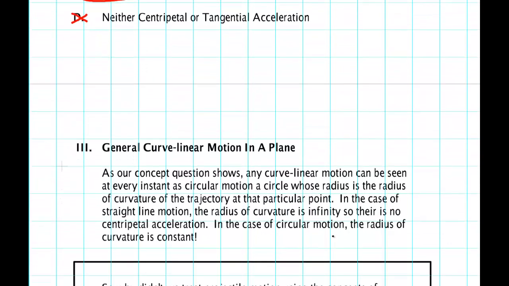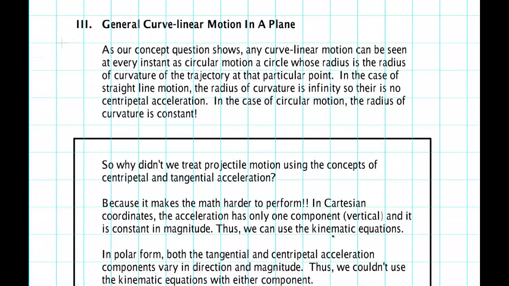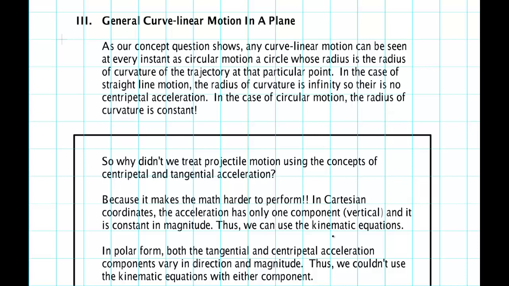So, some general statements about curvilinear motion in a plane. Our concept question shows that any curved path can be seen at every instant as a circular motion, a circle whose radius is the radius of curvature of the trajectory at that particular point. So we could always treat things using this technique. In the case of straight line motion, the radius of curvature happens to be infinity. If it's infinity, then that would be v squared over infinity, and you'd have no centripetal acceleration. So you just have tangential.